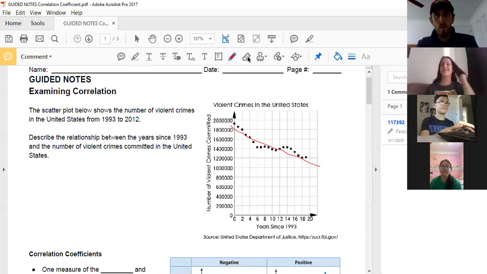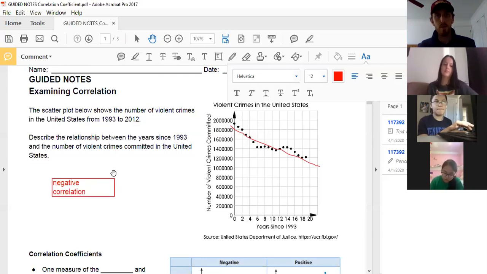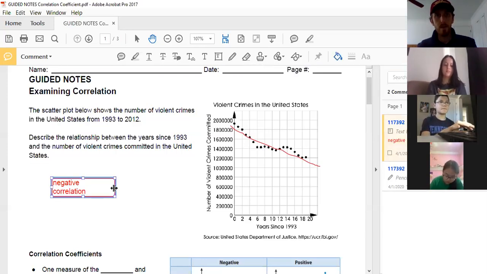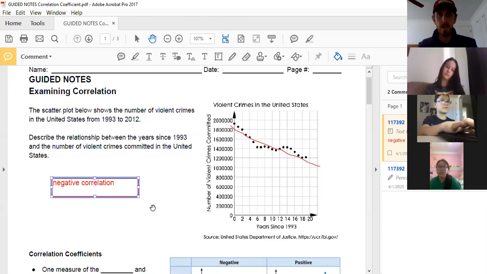So one way of saying this is because we've got this relationship here, we would say it has a negative correlation. Pretty basic and simple, right? What that means is as the years go up, the crimes go down, right? Negative correlation, we talked about that in the original scatter plots lesson, right? As one thing goes up, the other one comes down, right? That's a negative correlation.